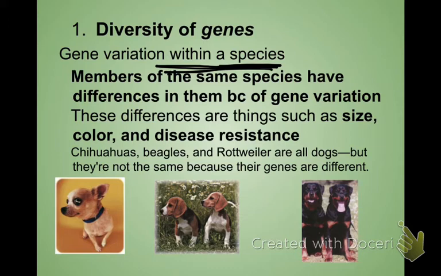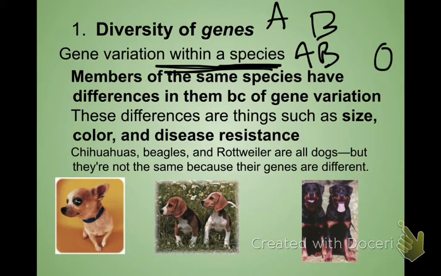And then there's the things that you can't see, such as our blood types. So there's different types of blood. You could have A blood, B blood, AB blood, or you could have type O. You can't look at a person and know their blood type, and yet that is a genetic diversity.